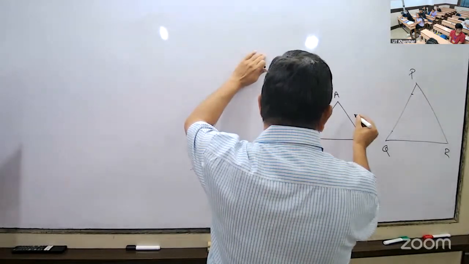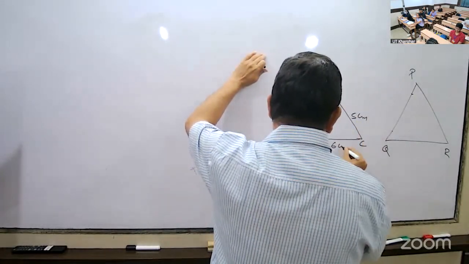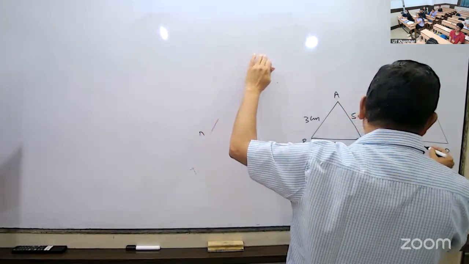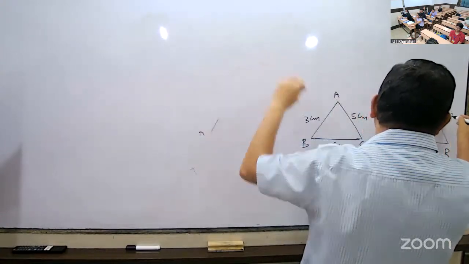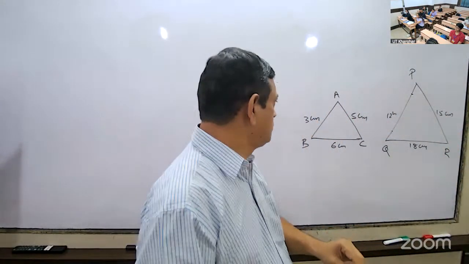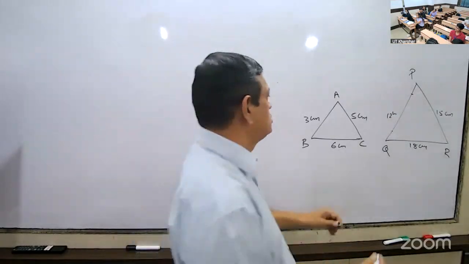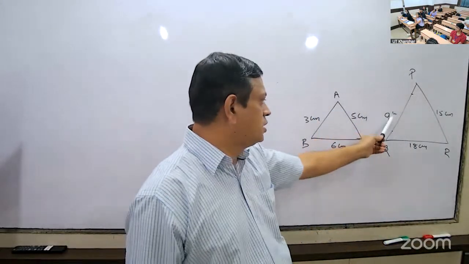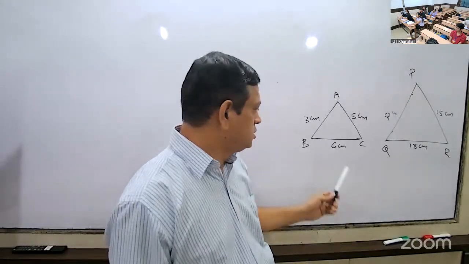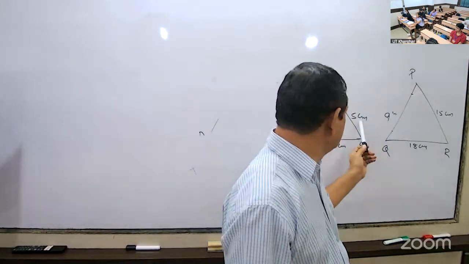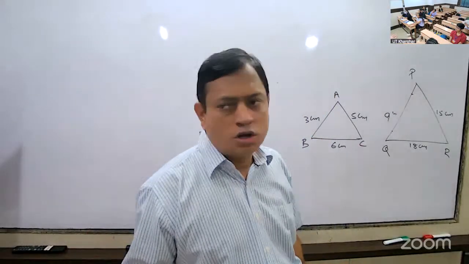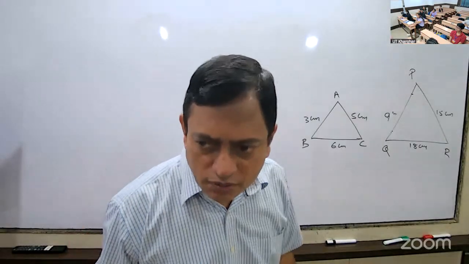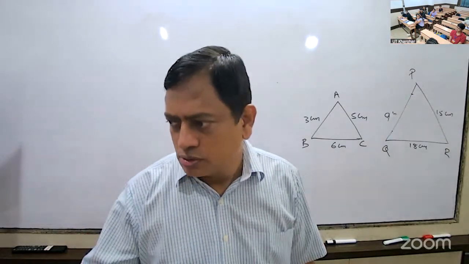3 centimeter, 5 centimeter, 6 centimeter, 12 centimeter, then 18 centimeter, and this is 15 centimeter. Now check. So check AB by PQ: 1 by 3. BC by QR: 1 by 3. AC by PR: 1 by 3. All ratios are equal, therefore these two triangles are similar by SSS similarity. Devansh, are you following? Followed or not?